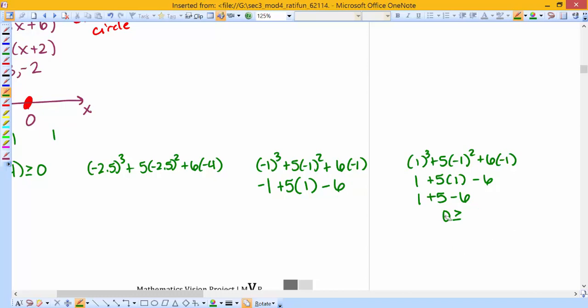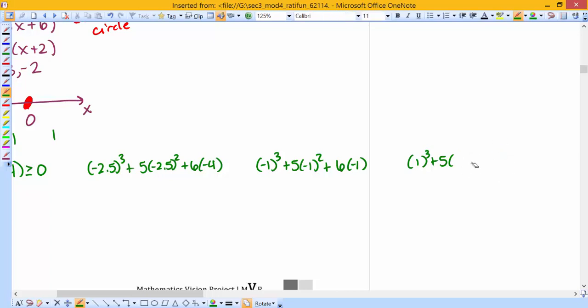Oh shoot, I see my mistake back here in this one. Man. Hold on, you guys. Sorry. Okay. Well, let's try this again. Take 2. Positive 1, not negative 1. 1 plus 5 plus 6, which is 6 plus 6, which is 12, which is still greater than or equal to 0. But at least my math is right now.